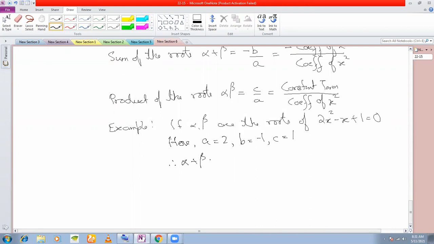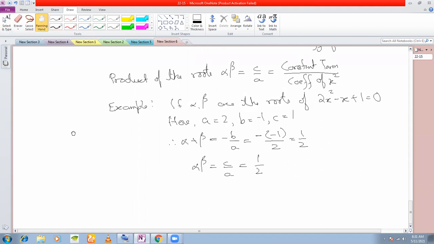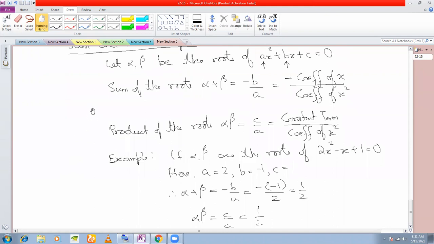Sum of the roots, alpha plus beta, must be equal to minus b by a, which you can write directly as minus of minus 1 divided by 2, which is half. And what is the product of the roots? C by a. C here is 1 and a here is 2. Okay, so sum of the roots is half, product of the roots is also half in this case. And similarly, you can write it for any other equation that is given without even solving the equation. You can write down the sum of the roots and the product of the roots. Okay, so that is something that you need to know.